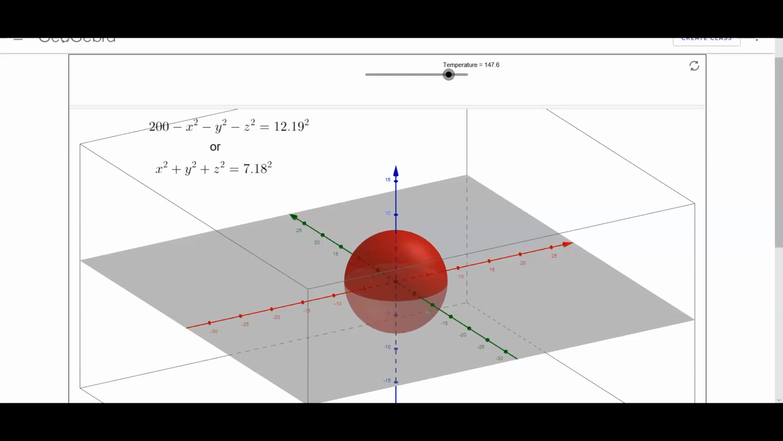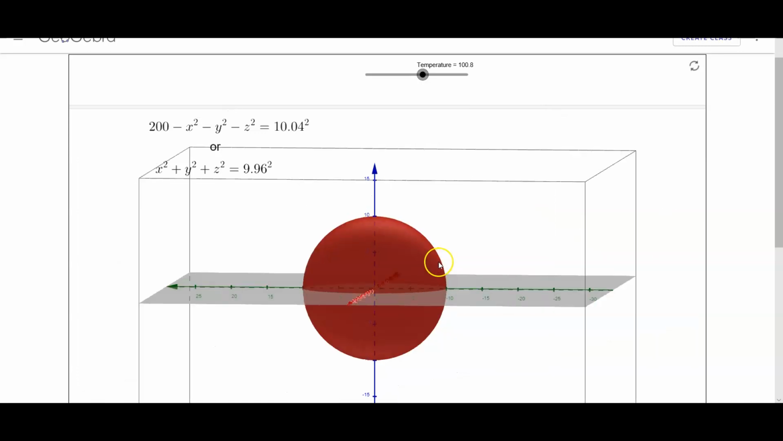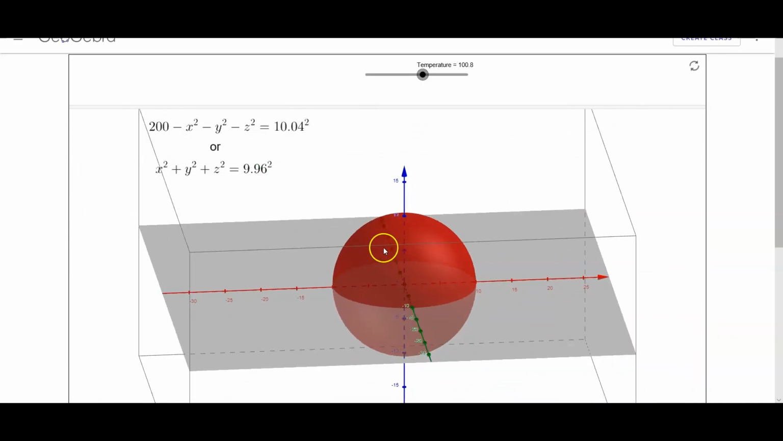So if I want to figure out all the points where the temperature is going to be about 100, let's see if I can get it. I can't quite get it to 100, but close enough. So all the points on this sphere right now represent all the locations in the room, assuming that these are still locations in the room and not outside the rectangular prism. These are all the points where the temperature is going to be 100 degrees.